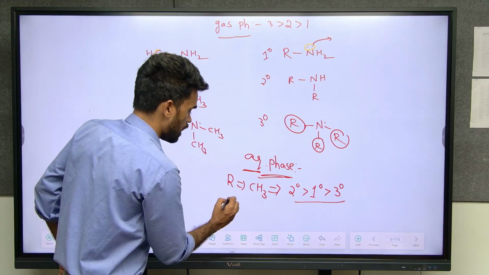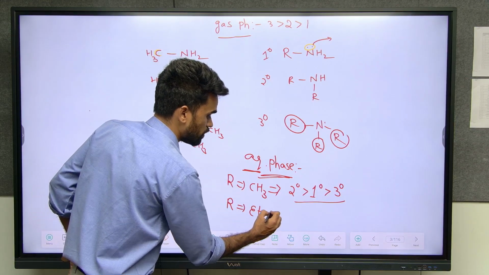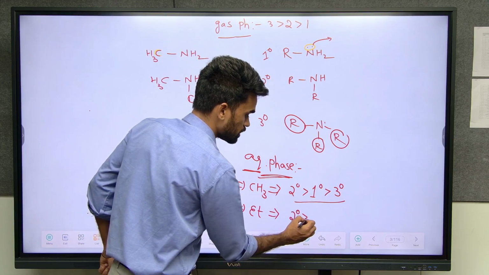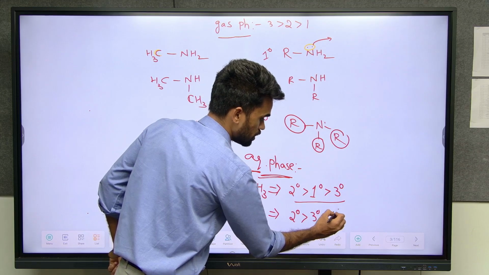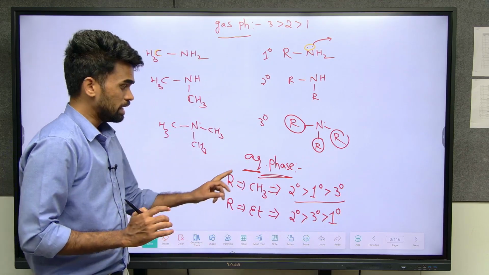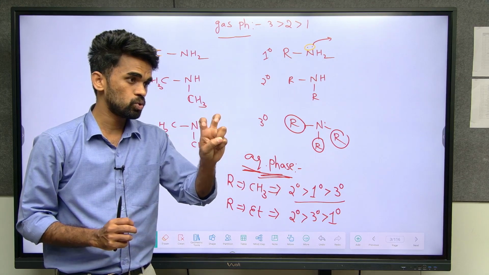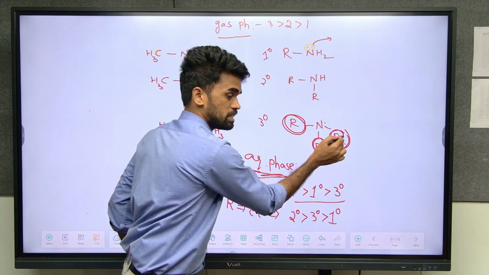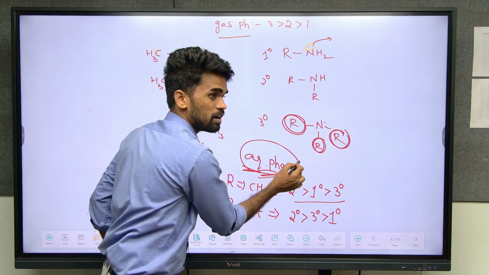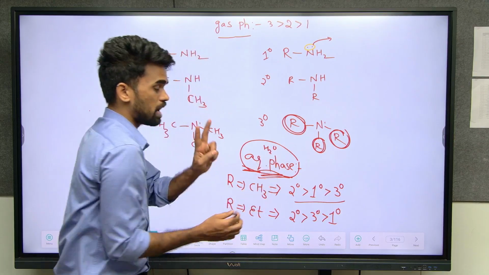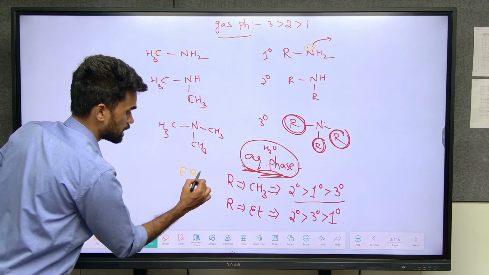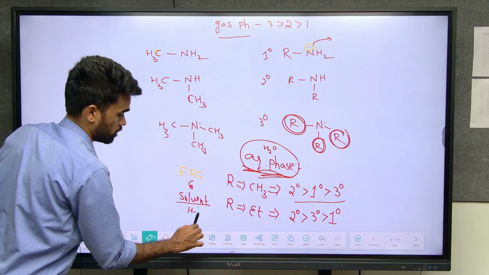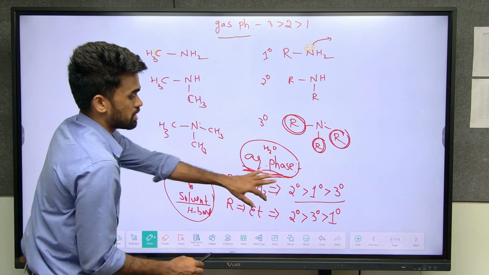Now if the alkyl groups are ethyls, then this order becomes 2 degree, 3 degree, 1 degree. Do you get the difference? In aqueous phase, what are the deciding factors? Two deciding factors: one is the electron releasing effect of the groups, and the other is the solvent effect. Solvent means water, the aqueous medium. Solvent effect means it will show hydrogen bonding, so due to this the basic nature order is changing here.